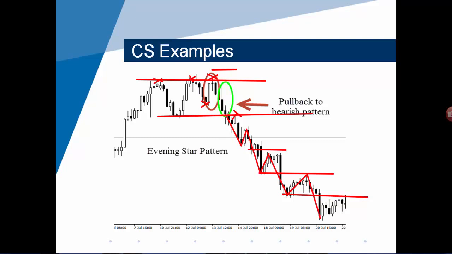We could have opened multiple positions at this point. So we could have opened a position here. So this would be position number one. Then this could be position number two. This could be position number three. And here we could look at position number four. So we would have had four open positions on this one trend. So one thing you need to remember, the trend is your friend until it bends.